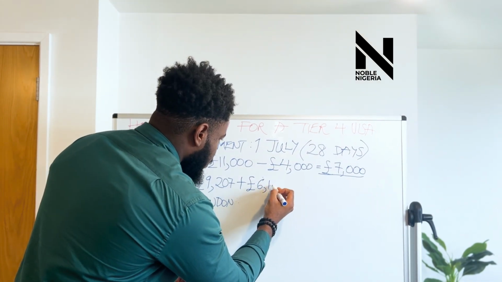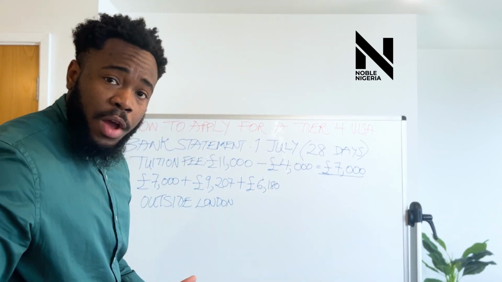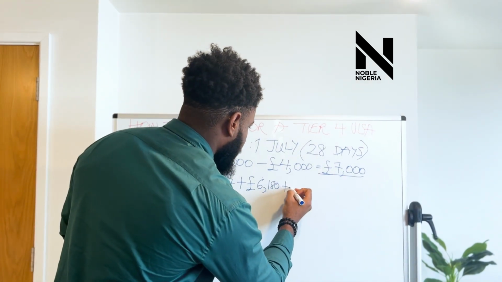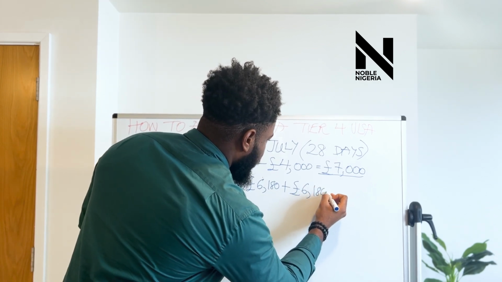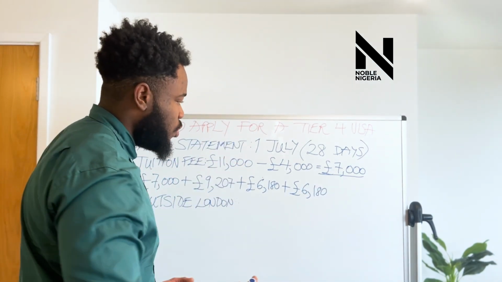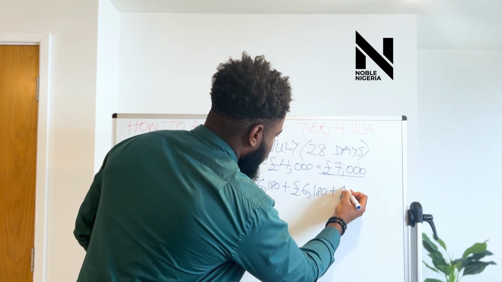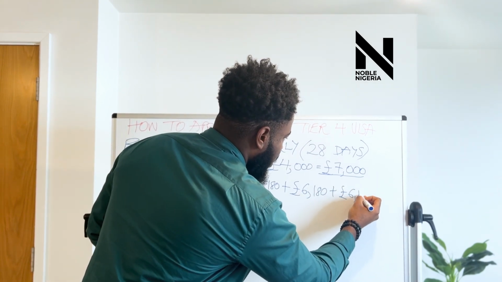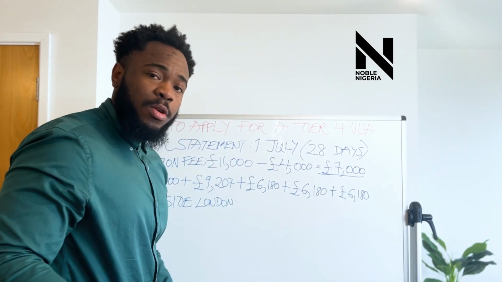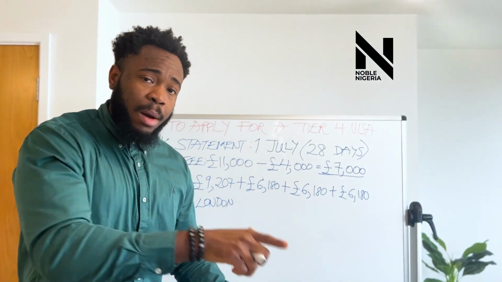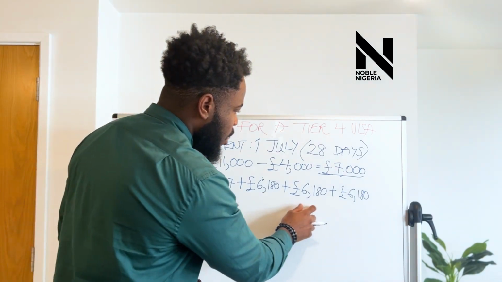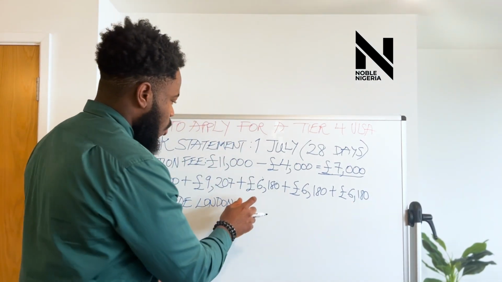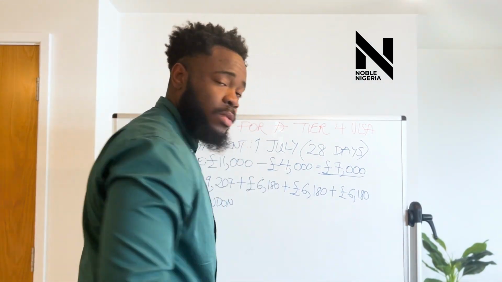6,180 for your wife and another 6,180 for your child. If you have 2 children, it goes further. It's another 6,180. So they're called dependents. They're going to be depending on you. You're the main applicant. You have other dependents. So each of them, your wife, your child, your daughter.